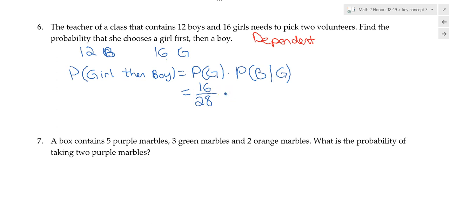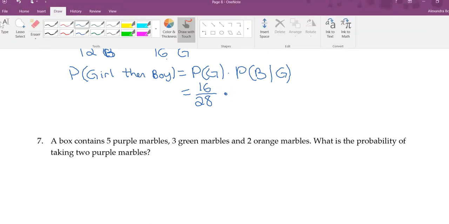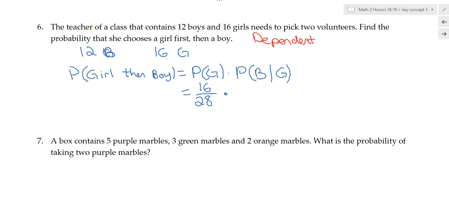Times. Now, the probability of a boy given there's already been a girl chosen. I chose a girl. She is standing up the front of the room. There are now only 15 girls available. The probability of choosing a boy is 12 out of 27.